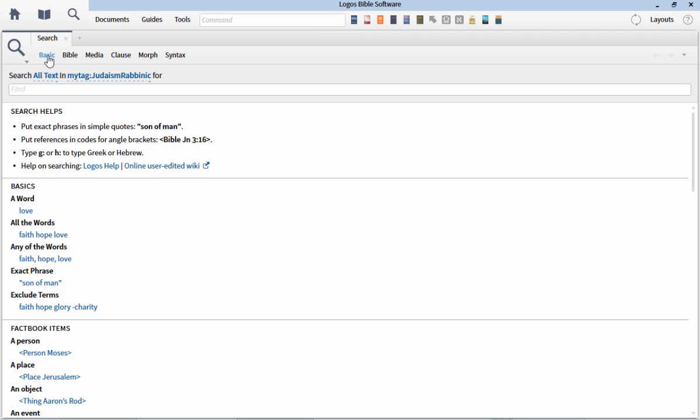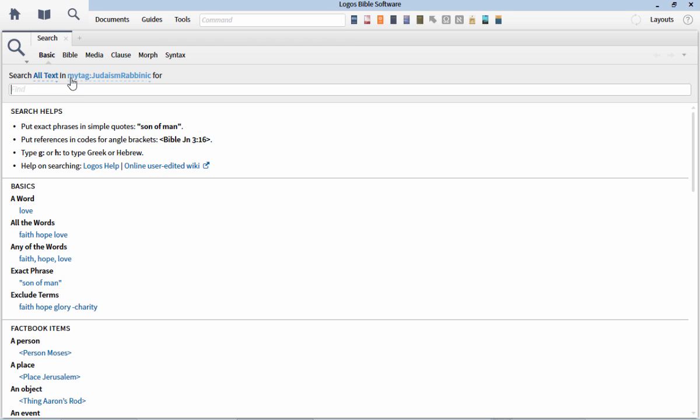Now we're going to do a basic search. You click on basic. Basic means you're searching your whole library of books. Bible means you're searching for words just in the Bible. Media, you're searching for images, videos in your library. Clause, morphology, syntax, are more grammatical searches. That's more complicated, maybe for another day. Now we're going to do a basic search.